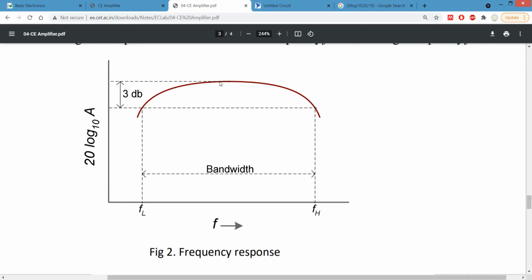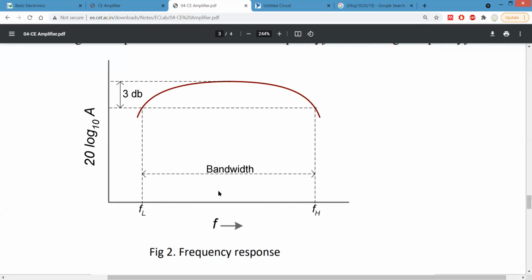For this case, let's say this is A naught, the highest gain we can achieve. In dB, let's say it is 13 dB. And we have to consider another point where it is 10 dB, that is, 3 dB less than the maximum value. The maximum value was 13 and we have 10 dB at these two particular frequencies, one lower frequency and one higher frequency. The difference between these two acts as the bandwidth of that particular amplifier.